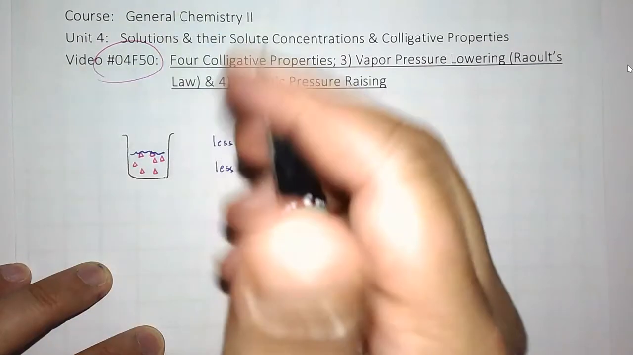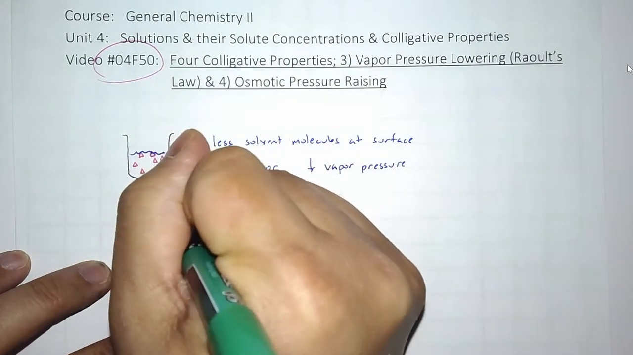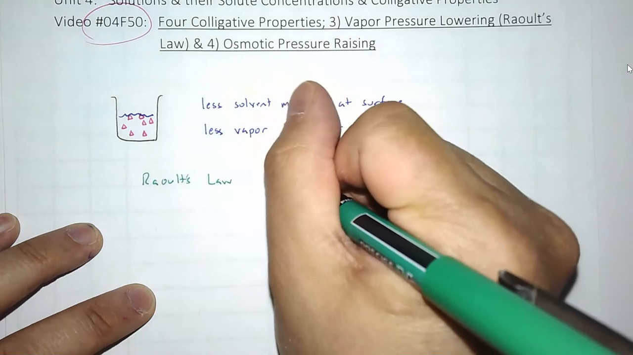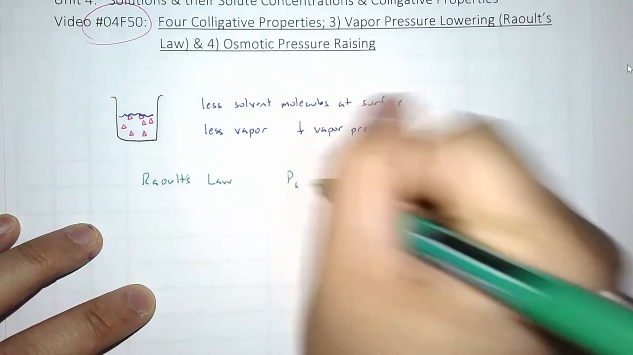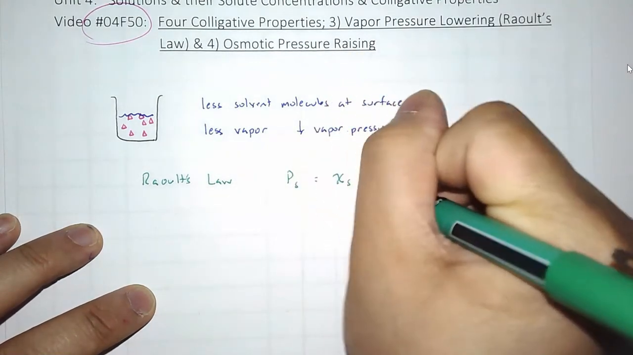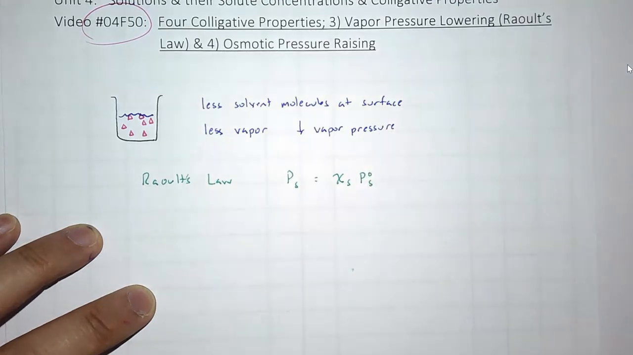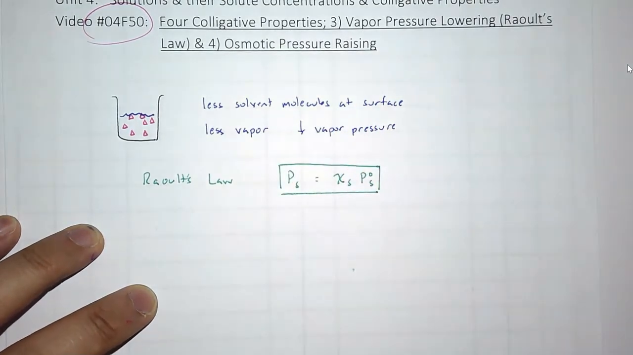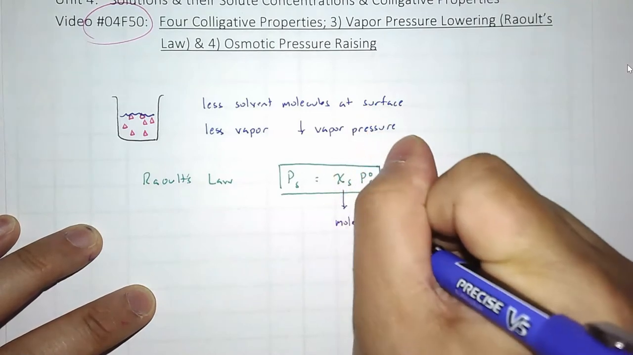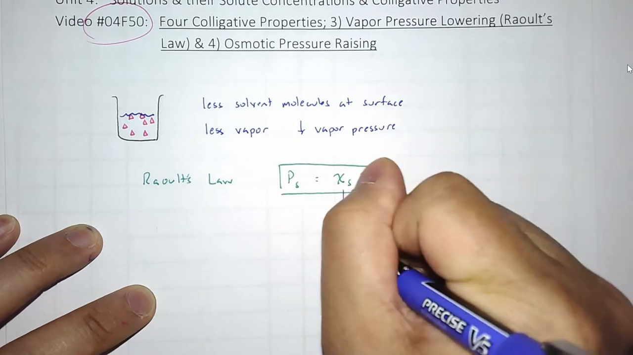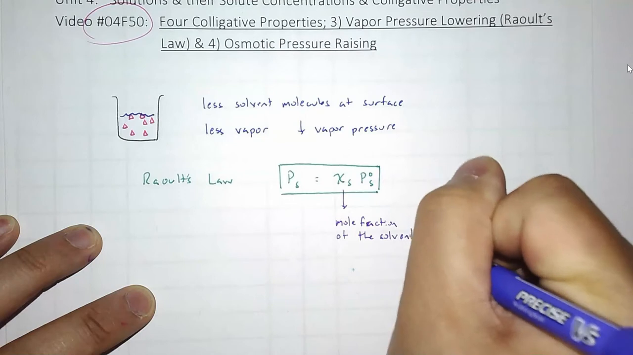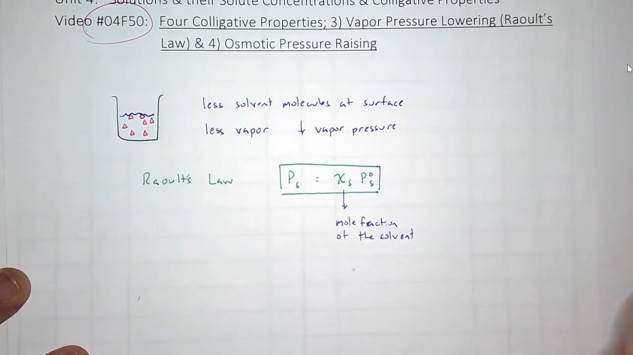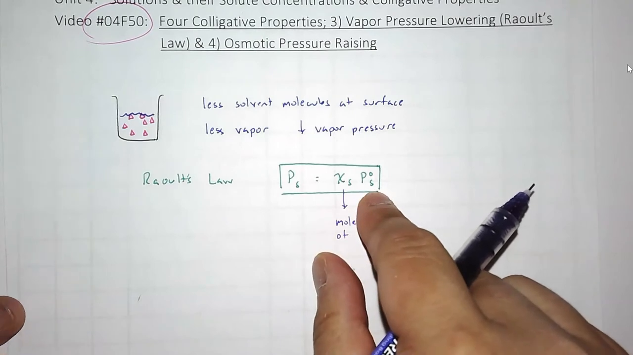We're going to use Raoult's law to describe this phenomenon. And Raoult's law states that the partial pressure of the solvent, I'll just use S, equals its mole fraction times its partial pressure when the solvent is pure. Again, this is actually the mole fraction of the solvent. If you're just dissolving a little bit of solute, then yeah, this will be close to 0.9, 0.95. But it's a decimal, and it's going to lower the vapor pressure of the pure solvent by a little bit.